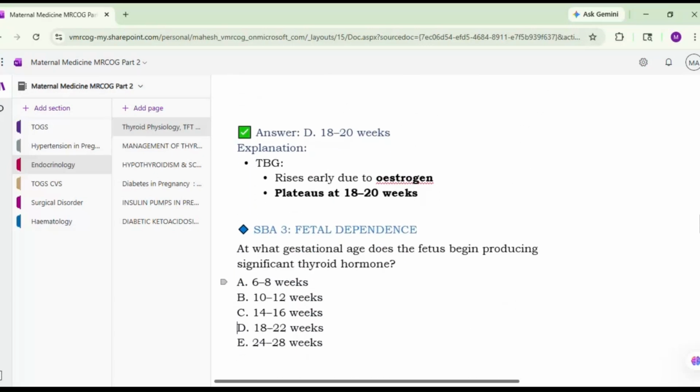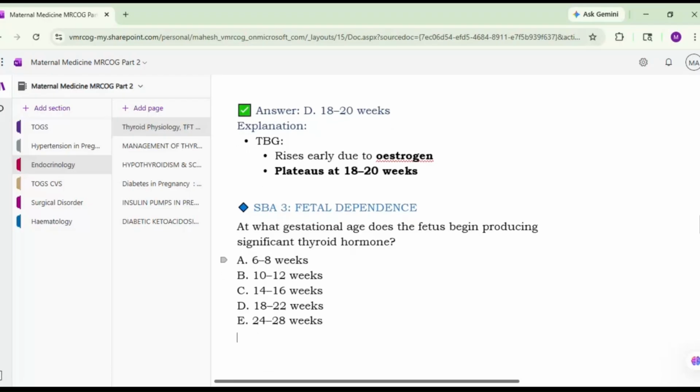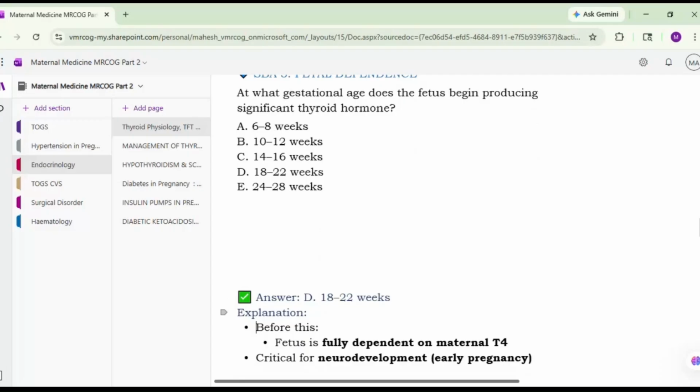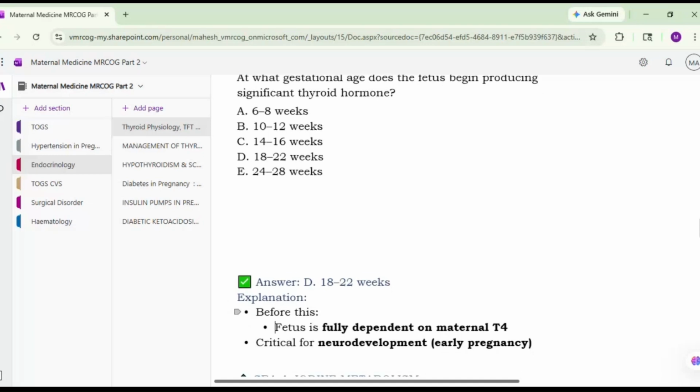Next. At what gestational age does the fetus begin producing significant thyroid hormone? 6 to 8 weeks, 10 to 12 weeks, 14 to 16 weeks, 18 to 22 weeks, 24 to 28 weeks. It is 18 to 22 weeks. So by the second half, it has generally started functioning. Before this, the fetus is fully dependent on maternal T4, and the early period is critical for neurodevelopment.